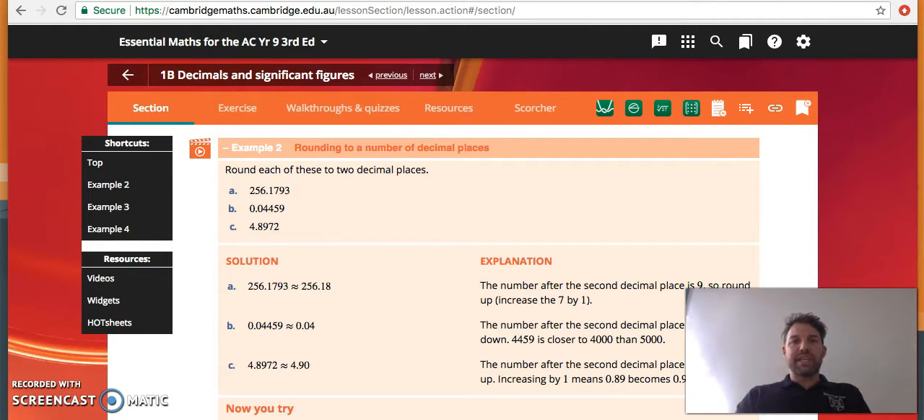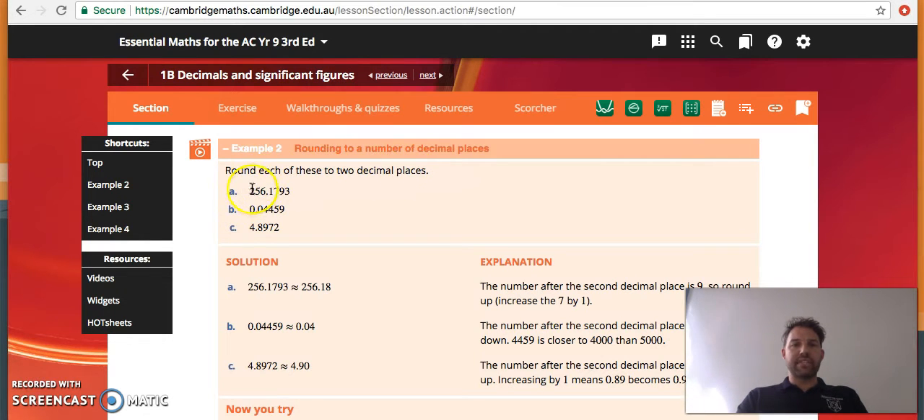You can see I've got the textbook open on the screen here, and I'm just going to talk you through the examples of rounding decimal places and significant figures. The question's asking here, round each of these to 2 decimal places.